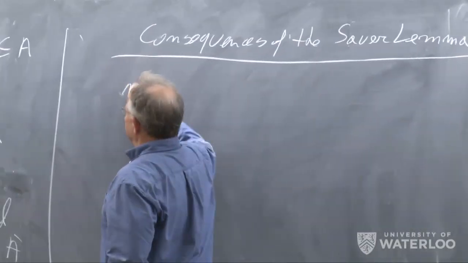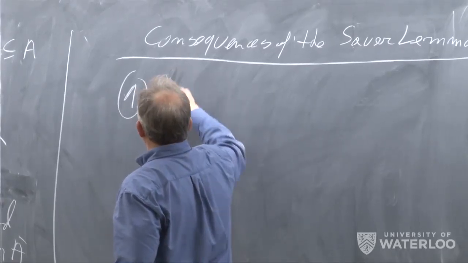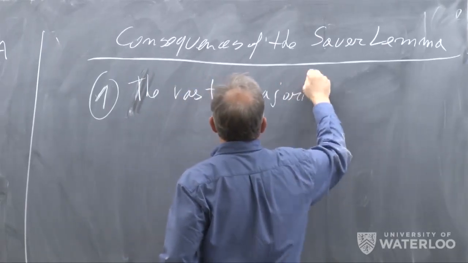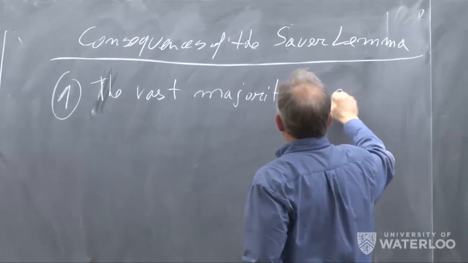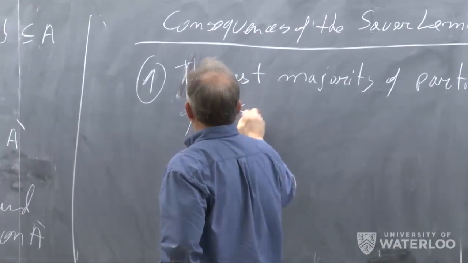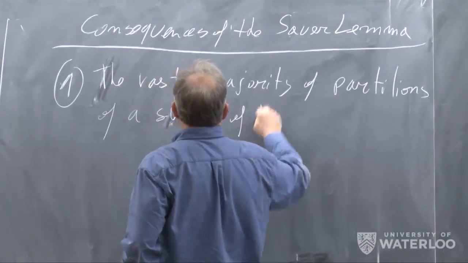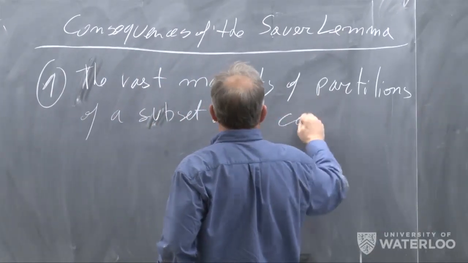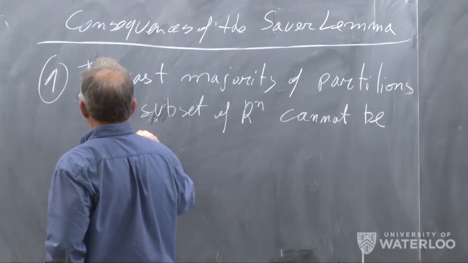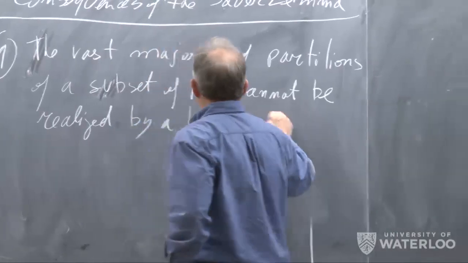We've already seen last time one of them, that said the vast majority of partitions of a subset of R^n cannot be realized by a linear separator.